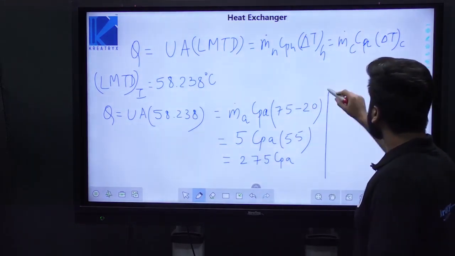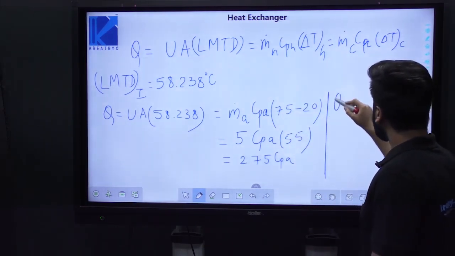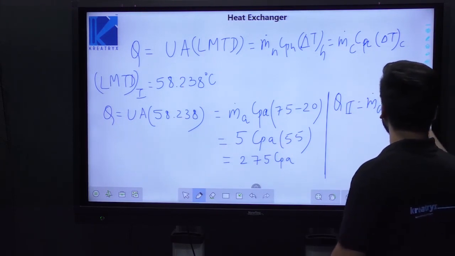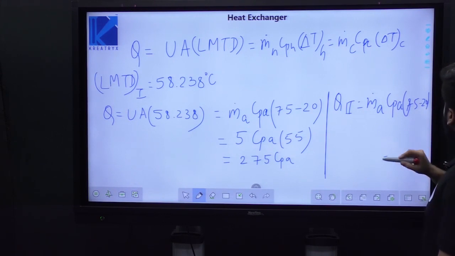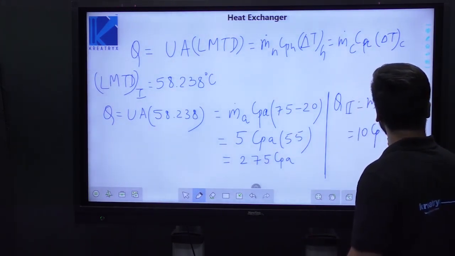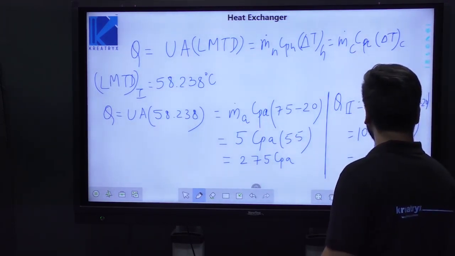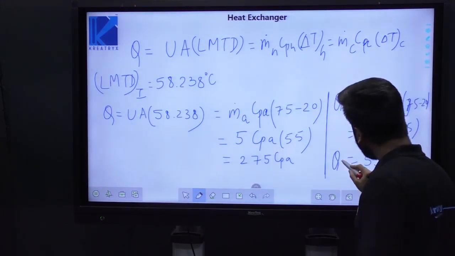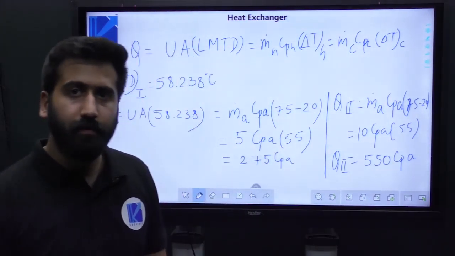Now for the second case, only the mass flow rate of air will change. So this will be Q for the second case. This will be M dot A CPA, temperature is 75 minus 20 only, and CP is also the same. So this will be 10 CPA times 55, which is 550 CPA. This is the heat transfer in the second case when you desire to double the flow rate of air.